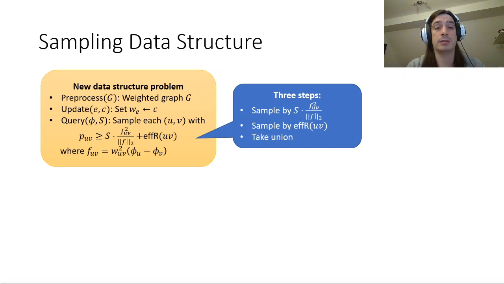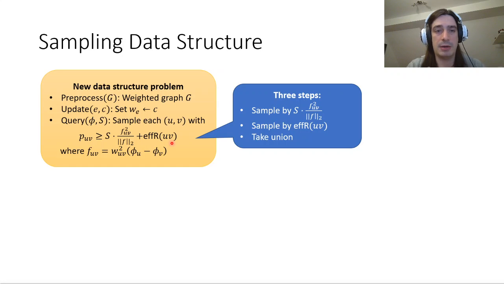So this data structure receives some weighted graph as input. It's allowed to perform some preprocessing, and over time the edge weights might change a bit. And the hard part here is the query operation, where we are given the vertex potentials and some scaling S. And now we want that every edge UV is sampled with some probability at least proportional to the flow on that edge squared, and it should also be lower bounded by the effective resistance of that edge.